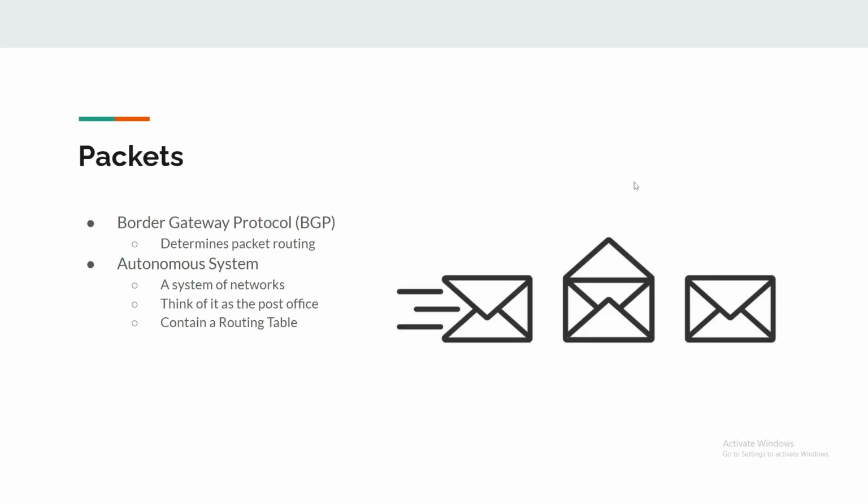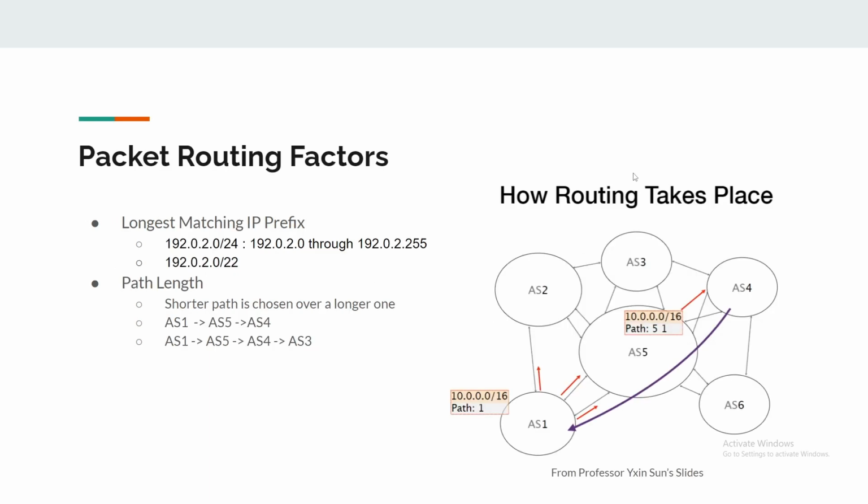In order to send and receive data across the internet, we use packets. And there's something called the Border Gateway Protocol, and this determines how packets are routed and where they're routed to. The internet is also made up of autonomous systems. They're systems of networks. Think of them as the post office, and they contain a routing table that keeps track of a path from where packets are sent and how packets should get back to the autonomous system.